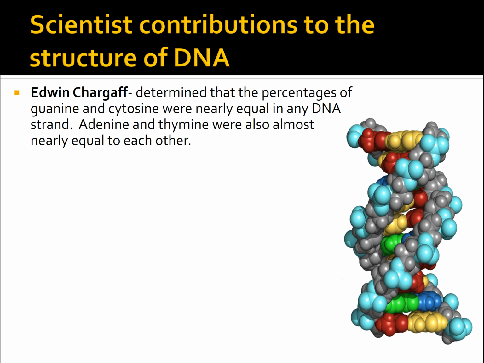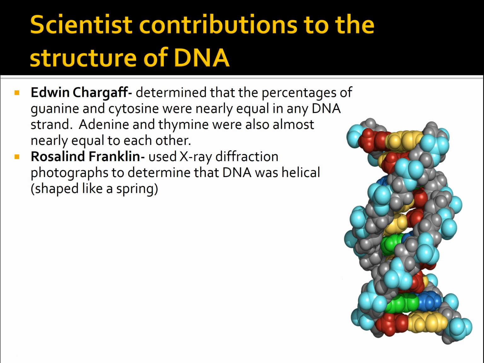Okay, so we're now moving on to scientists that have contributed to the structure of DNA, or discovery of the structure of DNA. Edwin Chargaff is the first scientist we'll talk about. He determined that the percentages of guanine and cytosine were nearly equal. So remember, there's 4 bases, A, T, C, G. And he determined that the G's and C's were almost always equal in any DNA strand, and that the A's and T's, or adenine and thymine, were also almost nearly equal to each other every single time. So that was a drastic discovery. They just didn't quite know what to do with it yet.